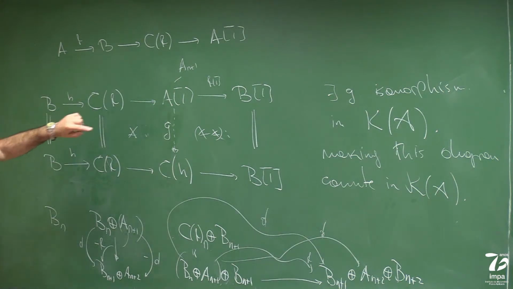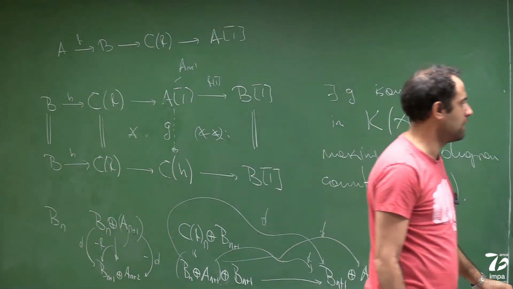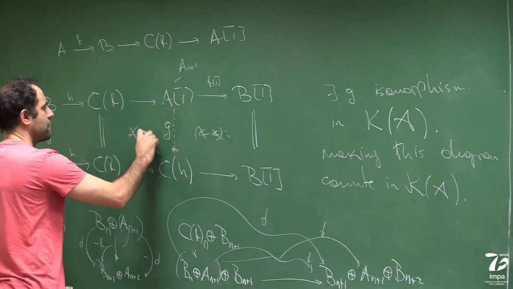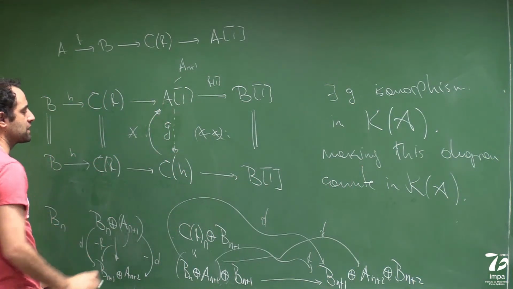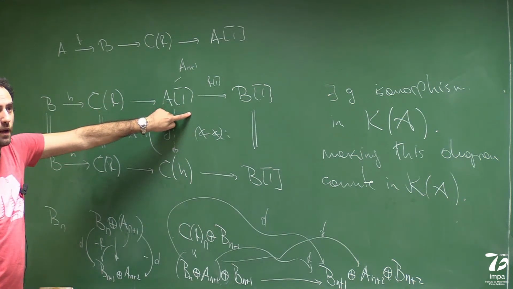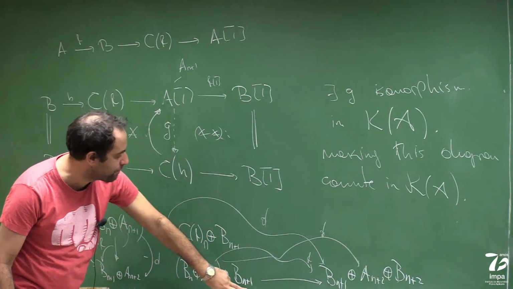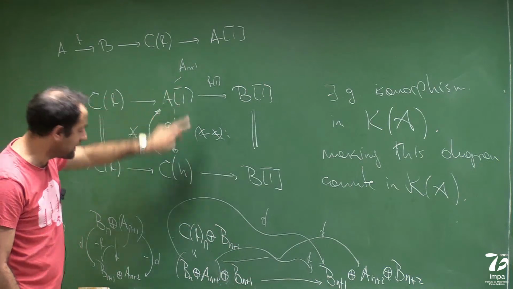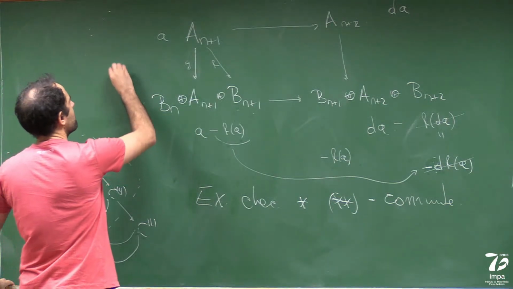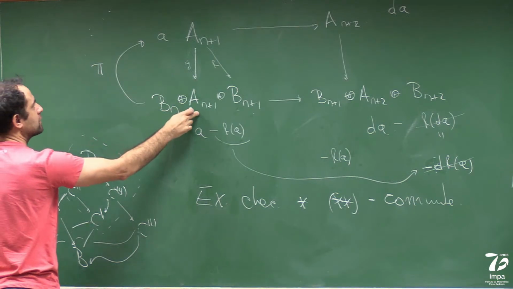What we need to check, though, is that this is an isomorphism in K of A. And that's easy, because I need to give you the inverse here. I can probably check quickly that this star commutes. I need to tell you the inverse map from this into A shifted by 1. It is a map from Bn plus An plus 1 plus Bn plus 1 into An plus 1, and this is just the projection on the second component, the middle factor.